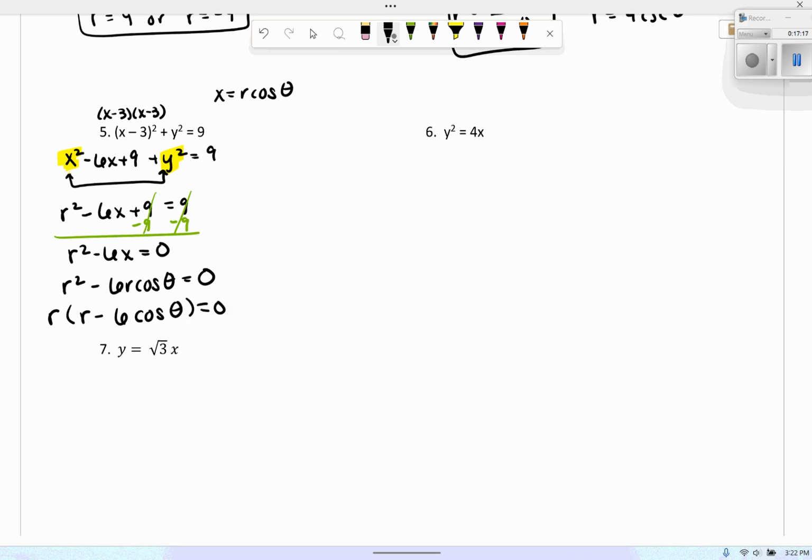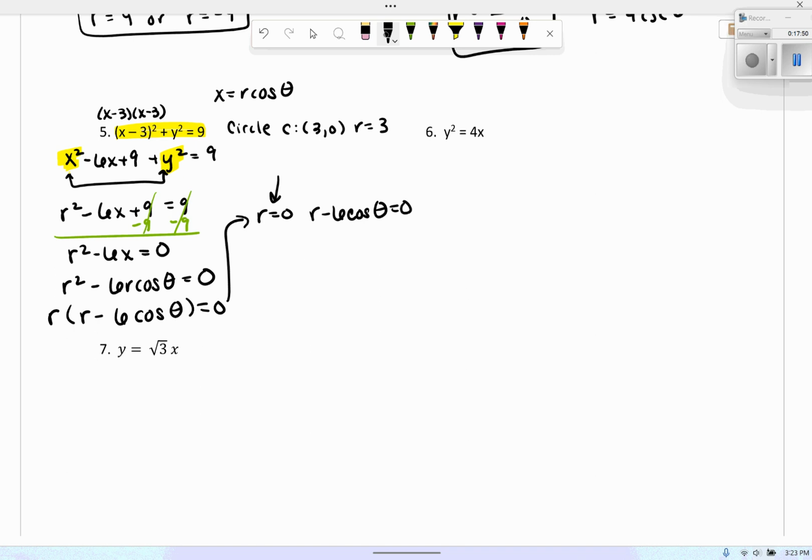And when you do that, you actually have two equations that you're solving. So if we solve this, we get r equals 0 and r minus 6 cosine theta equals 0. Well, r equals 0 we're not going to use because this is the equation of a circle, right? So this is a circle. And the center of our circle is at 3, 0 with a radius of 3.